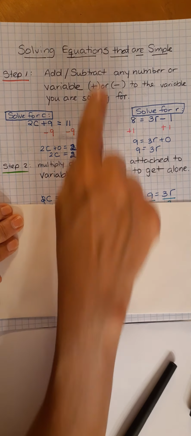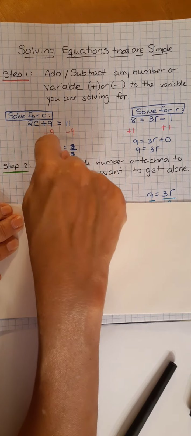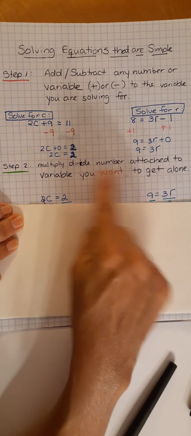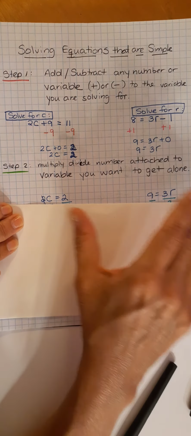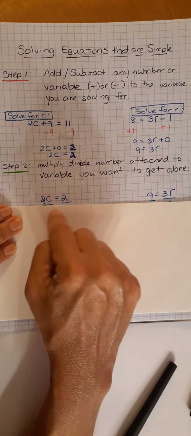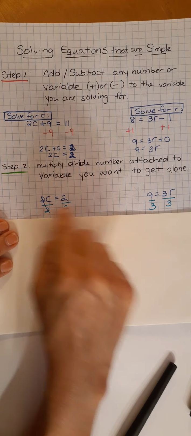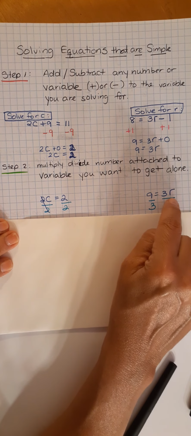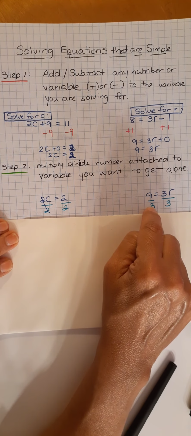That's step 2. The first step is to add or subtract what's with the variable. The next one is multiply or divide to get that variable alone, which is what I just explained. So 2c equals 2, we divide both sides by 2, and I did it in light blue here. And 9 equals 3r, you divide both sides by 3.